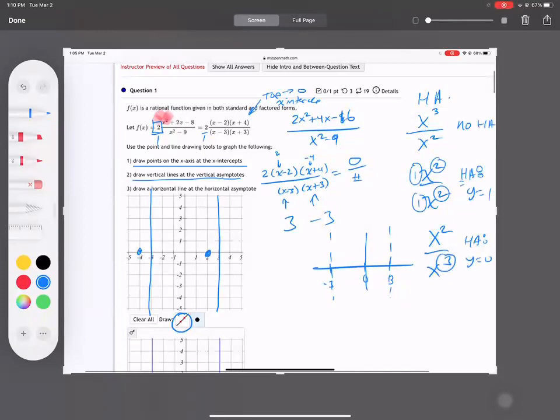So looking at this problem, you see 2x squared and x squared. Is this going to fit our top is bigger, the bottom is bigger, or they're exactly the same?